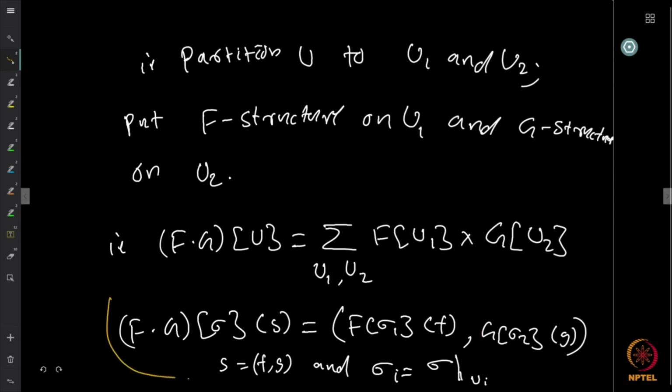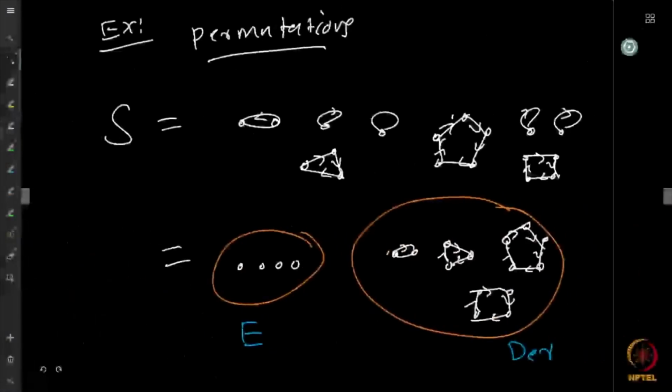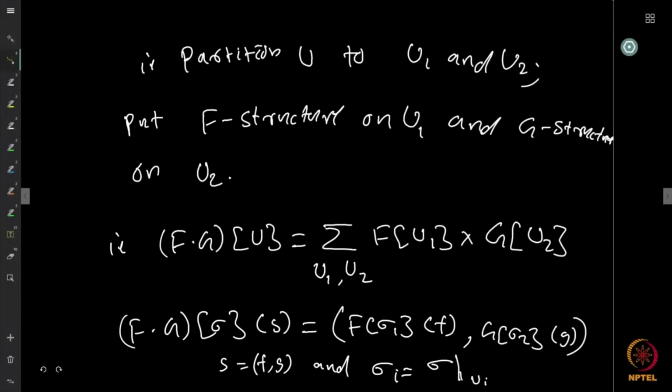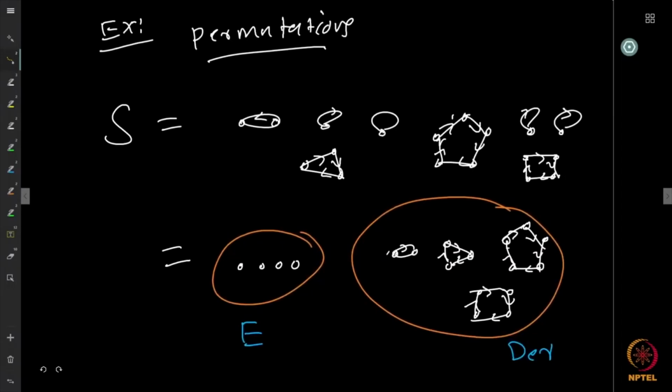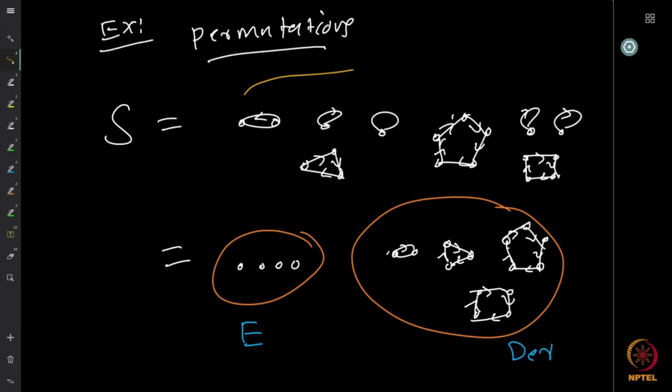So this is something that should be satisfied. So let's look at a very interesting example. We look at the example of permutations. The species of permutations is denoted by S, and we know that permutations are basically cycles. So you have several cycles here.